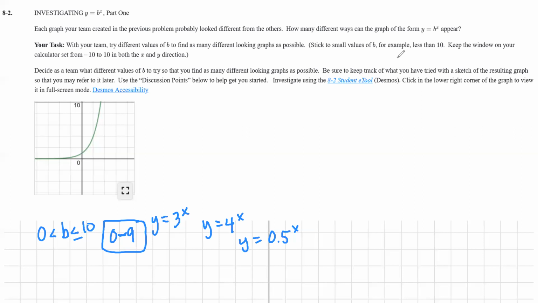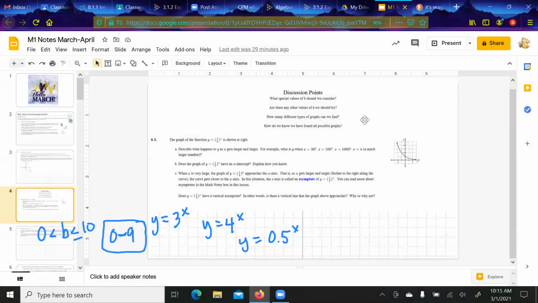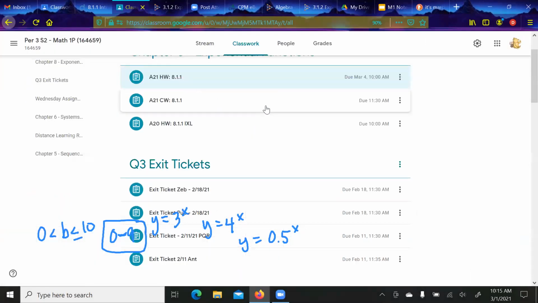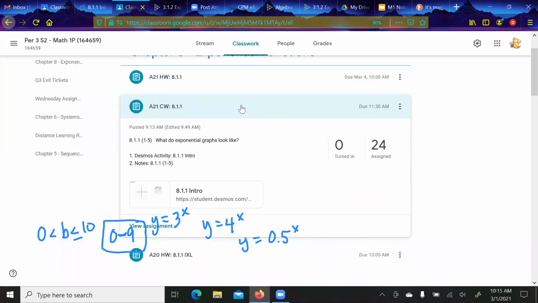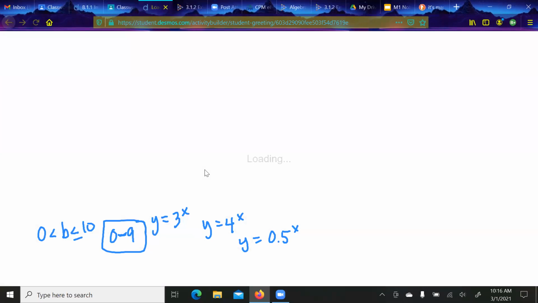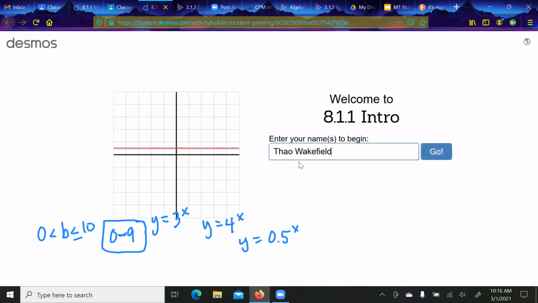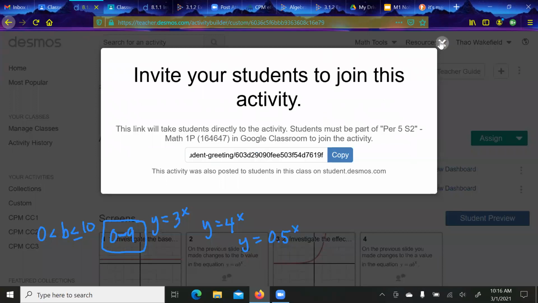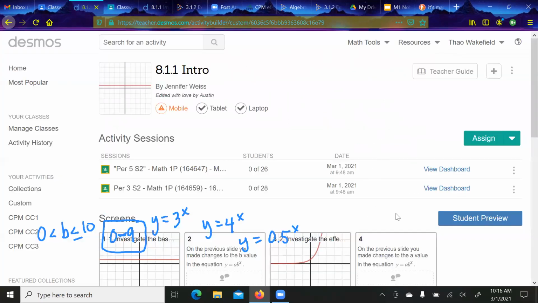Okay, so I'm going to get off of this and show you the Desmos that I linked in the classroom. So you got to go back to the classroom and go to the classwork for today, A21. We're on assignment 21, 811. Okay, and click on this link right here, 811 intro. That's the Desmos activity. It'll take you straight to Desmos. It'll look like this, and you go ahead and type your name in. I'll be able to see on my Desmos account who is logged in. So go ahead and go there.